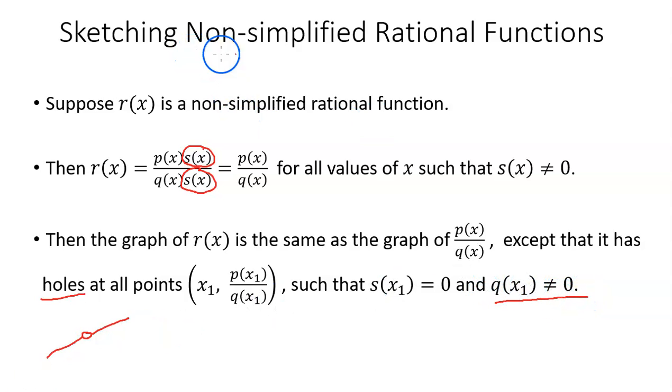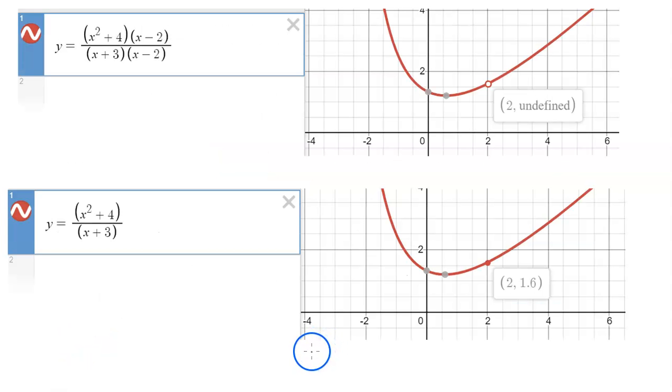So in summary, for non-simplified rational functions, the graph is the same as the simplified version, except at the values of x where the common factor is equal to 0. Then it just has a hole at those points. So here's a nice example of that. We have the function y equals x squared plus 4 divided by x minus 3. This one is simplified. And we see that this is what its graph looks like.